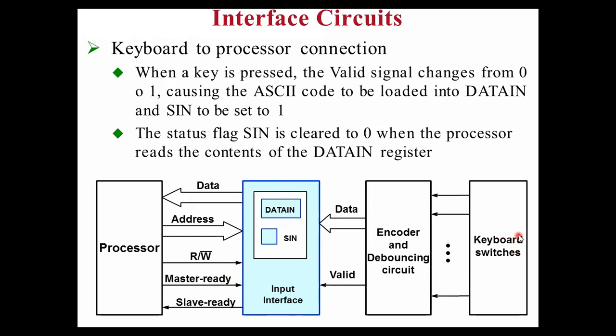Here, from the keyboard, we are taking the input. That's why we are using the input interface here. So the first thing is, from the keyboard we are giving inputs. That means we are pressing any key. So the equivalent ASCII code of that key will be converted by using this encoder and debouncing circuit. That data will be given to this input interface circuit.